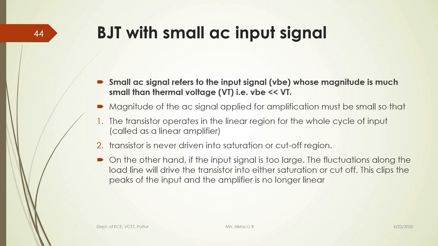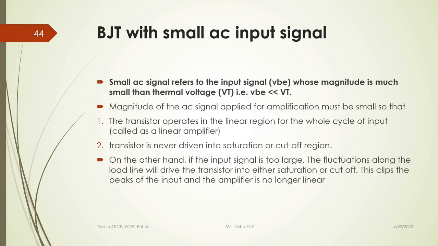So whatever the magnitude we are going to set for the AC signal, because we are doing the amplification here, my amplifier should work in a linear region. For one full cycle of the input, my transistor should work in a linear region. So it is called a linear amplifier. Next thing is the transistor is never driven into saturation or cutoff, because I want the amplification.